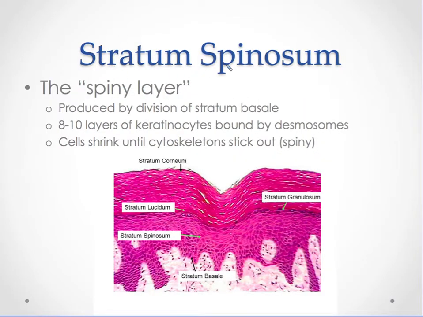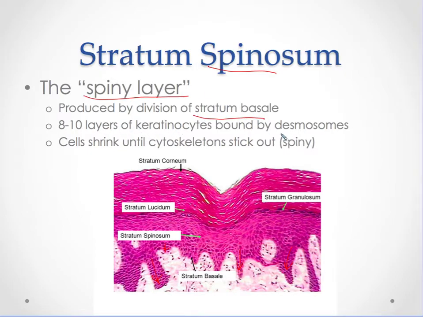Beneath that, you have your stratum spinosum. This is the spiny layer. So spinos and spiny come together. Your stratum spinosum here, the spines extend down this way, is where that term comes from and where that name comes from. So this is produced by, as your stratum basale divides, you get your stratum spinosum.